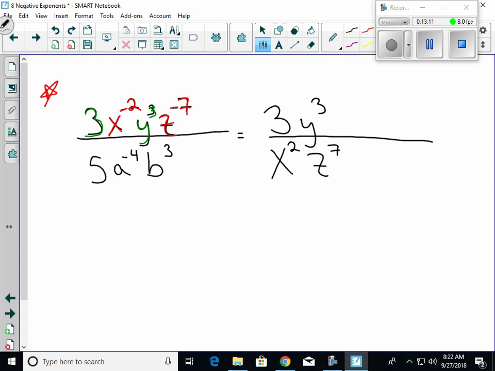All right, now we can look at the denominator. The 5 was okay. Okay, usually we write the numbers out front, so I'm going to put the 5 in front. The a had to be moved. That was the denominator, so I'm going to move it to the numerator. And the last part, the b, was okay where it is. It can stay as a denominator.